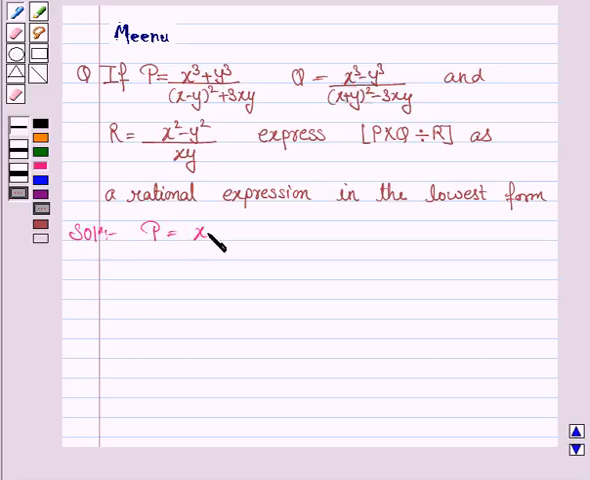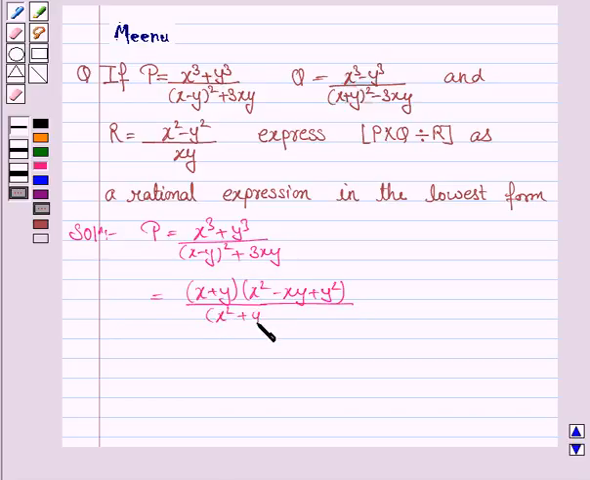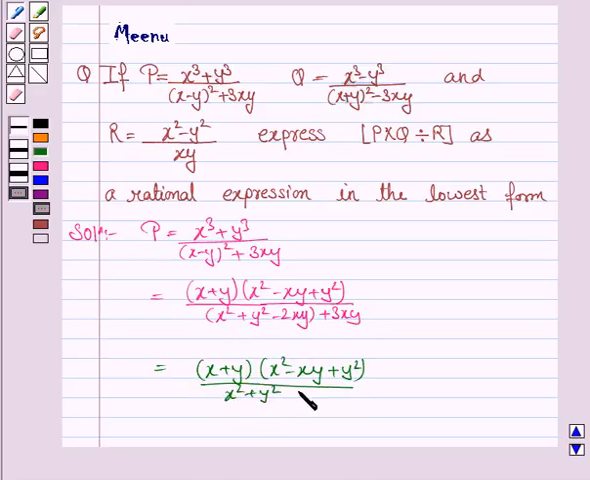We are given that P is (x cube plus y cube) upon (x minus y) whole square plus 3xy. Let's now first simplify this. Now x cube plus y cube is given by the formula (x plus y) into (x square minus xy plus y square). And (x minus y) whole square is given by the formula x square plus y square minus 2xy, plus 3xy. So we have (x plus y) into (x square minus xy plus y square) upon (x square plus y square minus 2xy plus 3xy), which is plus xy.